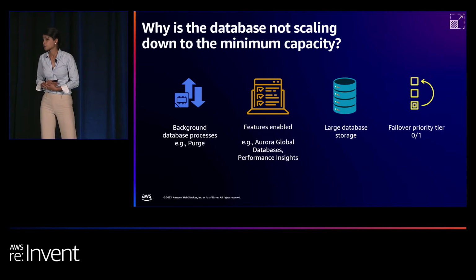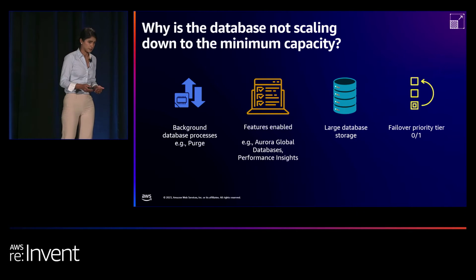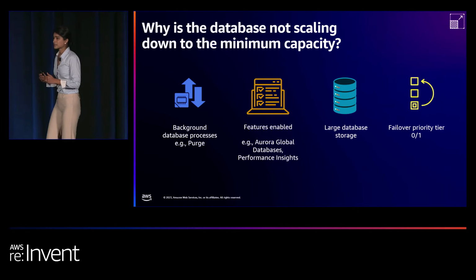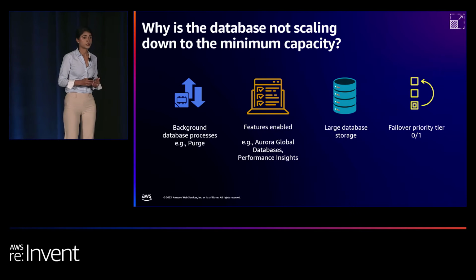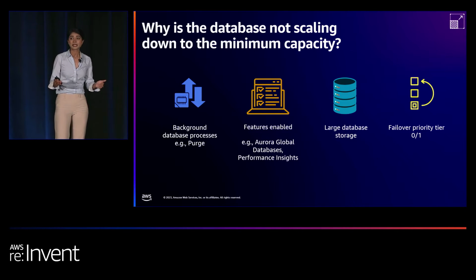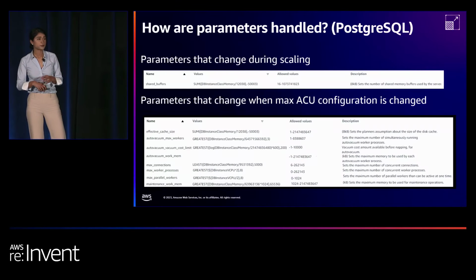Failover priorities are another one. So if you have set a priority tier of 0, 1, and we're going to talk in more detail later on about it, this could be another factor where the database is not going down to the minimum that you set. So overall, what you should be thinking about is the database capacity will stay at the level where the database has all the resources it requires for your workload. You can set the min and the max, but the database will automatically scale up to make sure it can sustain that workload.